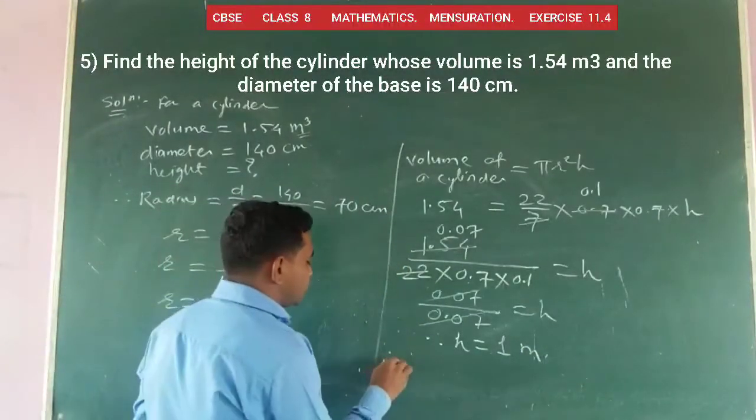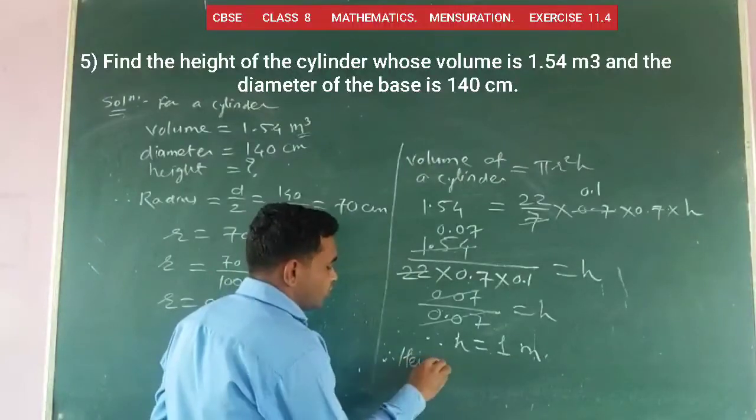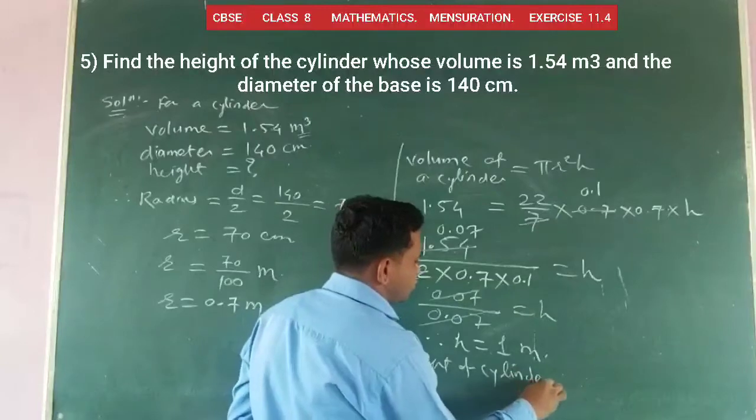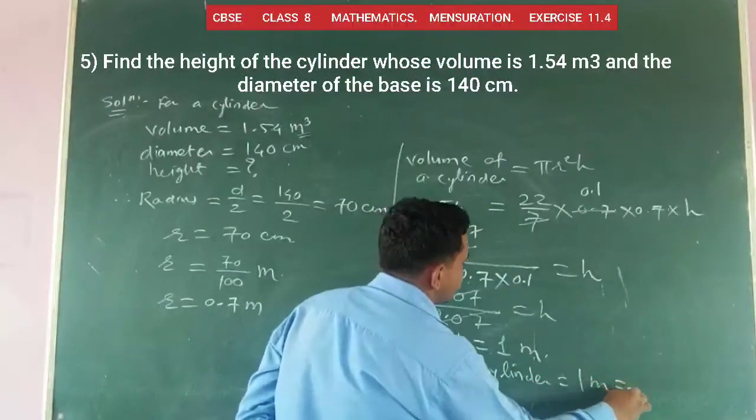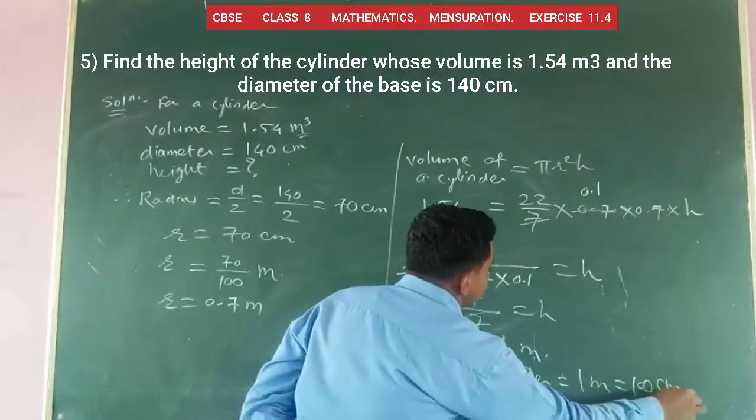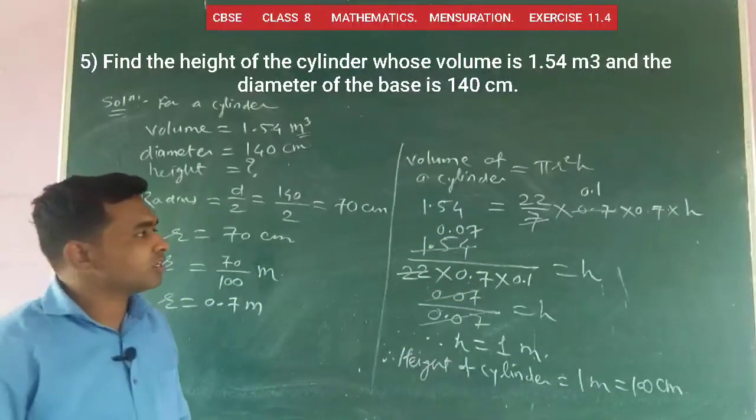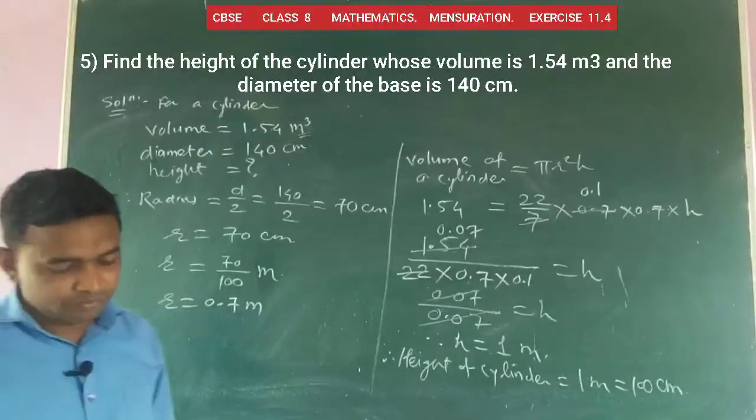So the height of the cylinder is equal to 1 meter, that is 100 centimeter. That is 100 centimeter. So this is the answer of our question number 5.